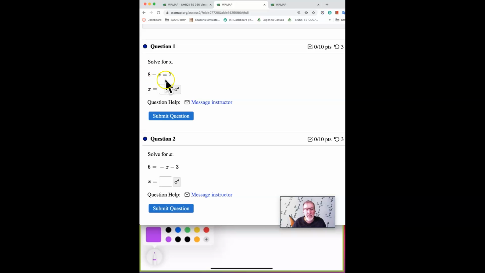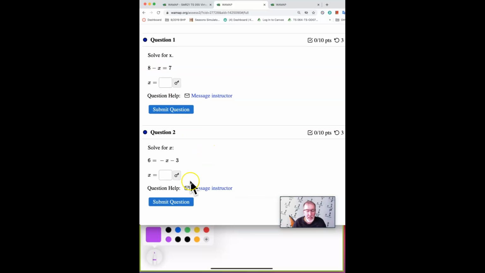8 minus x is equal to 7. So we have a negative variable here. This is the equivalent of negative x. And I'm going to work both problems today. 6 is equal to negative x minus 3. Okay, let's take a look at how these go.